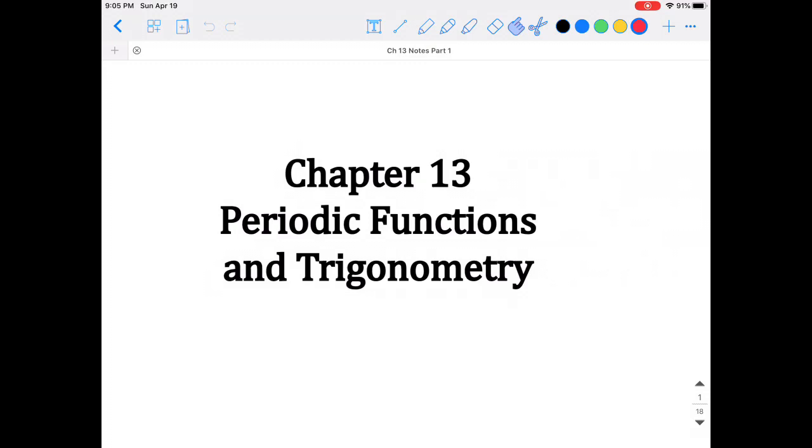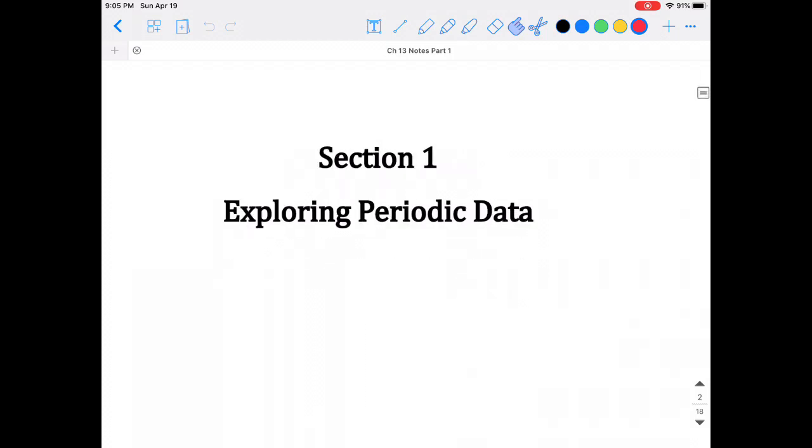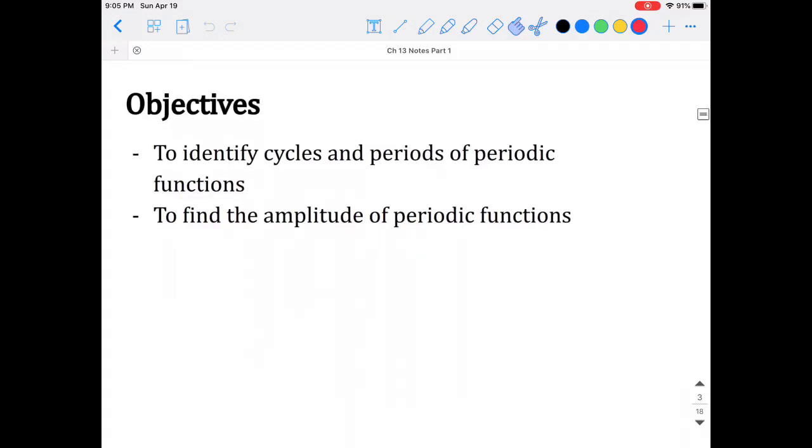Right in and start chapter 13. Chapter 13 is about periodic functions and trigonometry. Section 1, which we're going to be talking about today, is exploring periodic data. Our objectives for section 1 are to identify cycles and periods of periodic functions and define the amplitude of periodic functions.